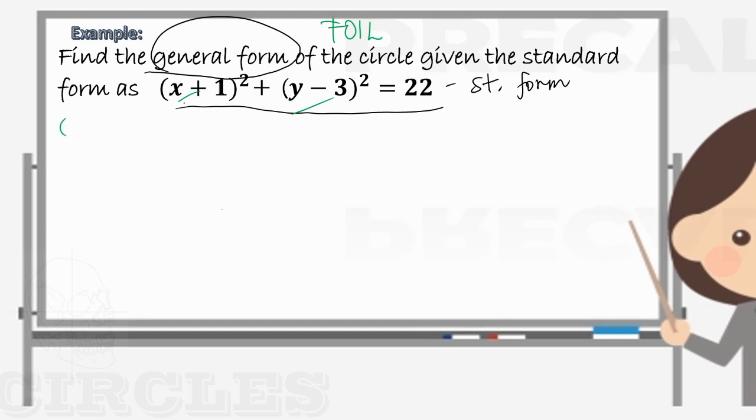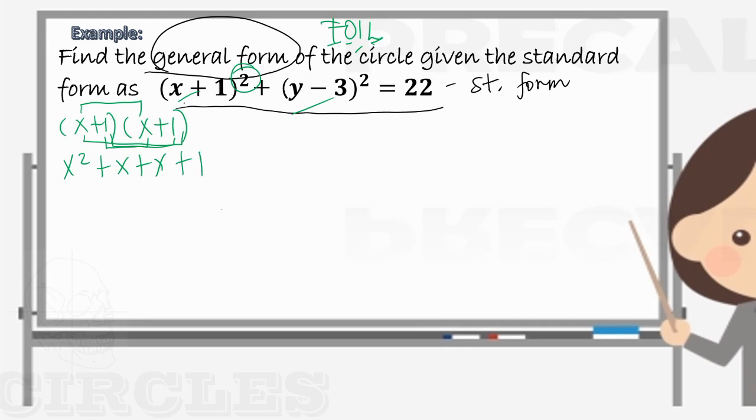So, ayan. Ma-expand natin siya. X plus 1 times x plus 1. Kasi naka-square siya. Kaya, FOIL method na natin siya. So, first muna, x times x is equal to x squared. Then, yung outer, x times 1 is equal to x. Then, inner, 1 times x is equal to x. And then, yung last, 1 times 1. So, 1 times 1 is equal to 1.